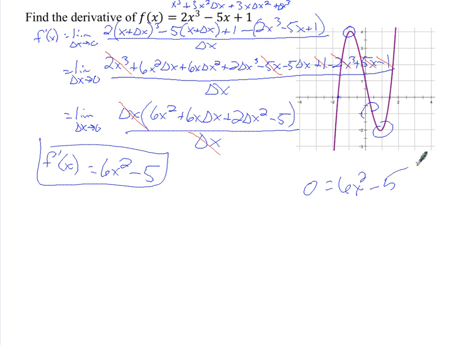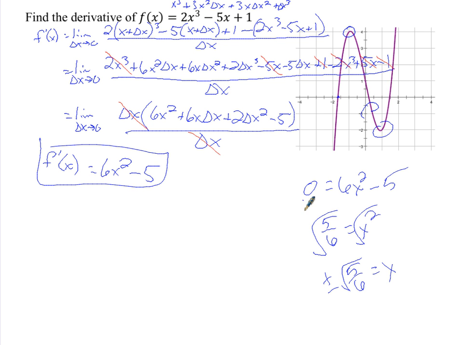And then you could factor it, or you could just solve for x. In this case, we're going to add 5 to both sides, divide both sides by 6, and you get 5/6 equals x squared. And now I can use the square root property, plus or minus the square root of 5/6, whatever in the world that is. Those are where my slope is going to be 0. And it kind of does look like they match. So that's the idea. Okay?